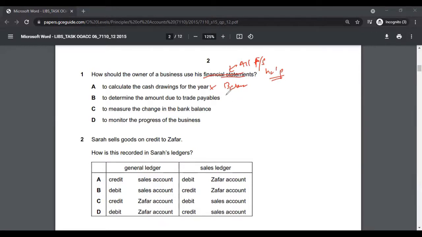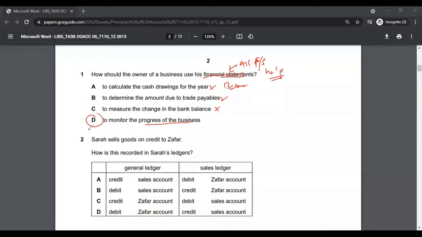So option A does not do that. Option B, to determine the amount due to trade payables. Again, this is only specific to the balance sheet. To measure the change in bank balance, this is again from cash flow, or could be the balance sheet as well. To monitor the progress of the business.